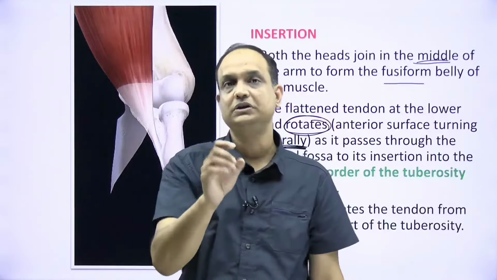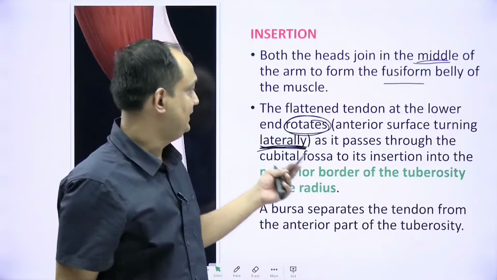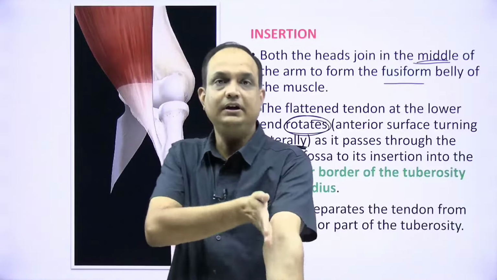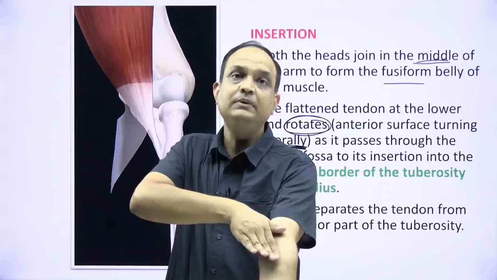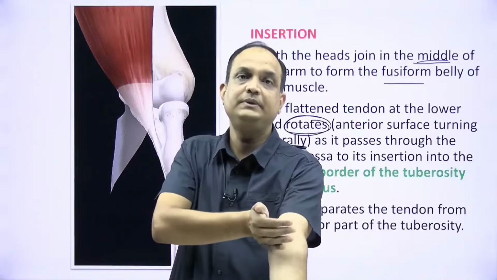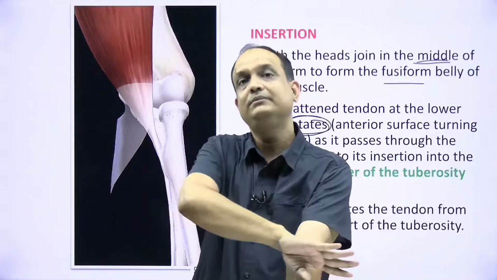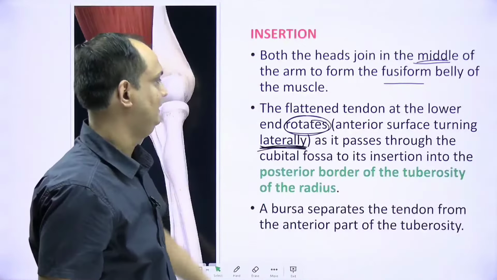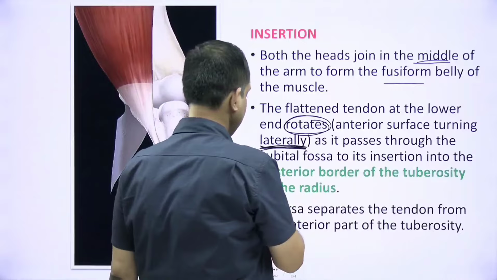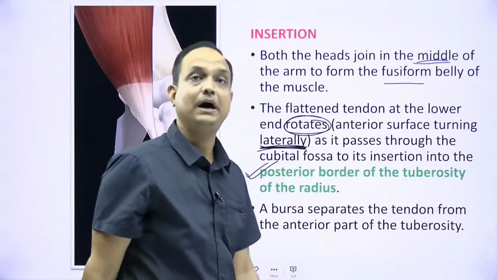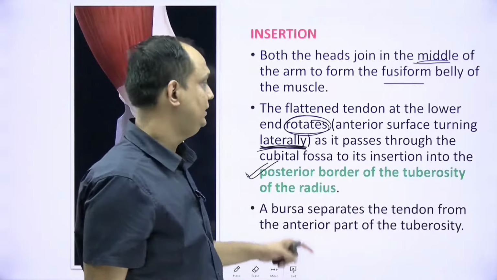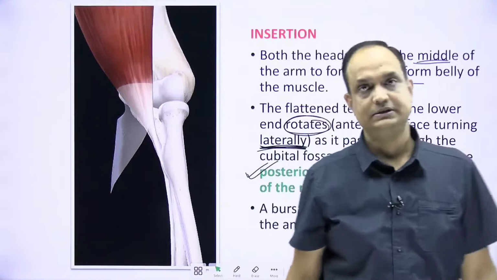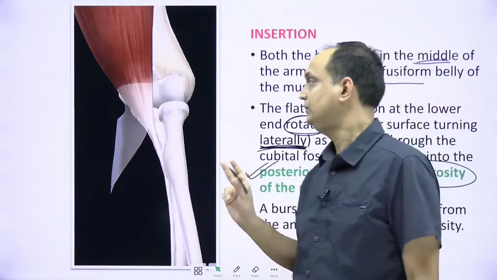So, this is the question to understand, that sometimes you have a multiple choice question: when the biceps tendon is turning, does the anterior surface become lateral or does the anterior surface become medial? Answer is the anterior surface faces laterally. So, the anterior surface faces laterally, and then it ultimately inserts on the posterior part of the radial tuberosity. It inserts on the tuberosity of the radius. Clear? But not the anterior part, on the posterior part.